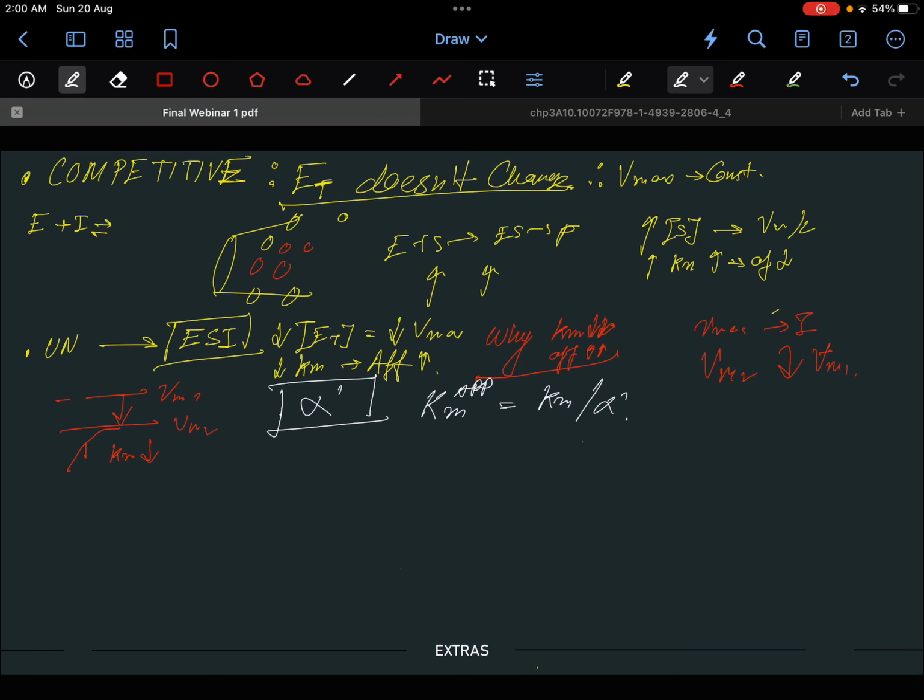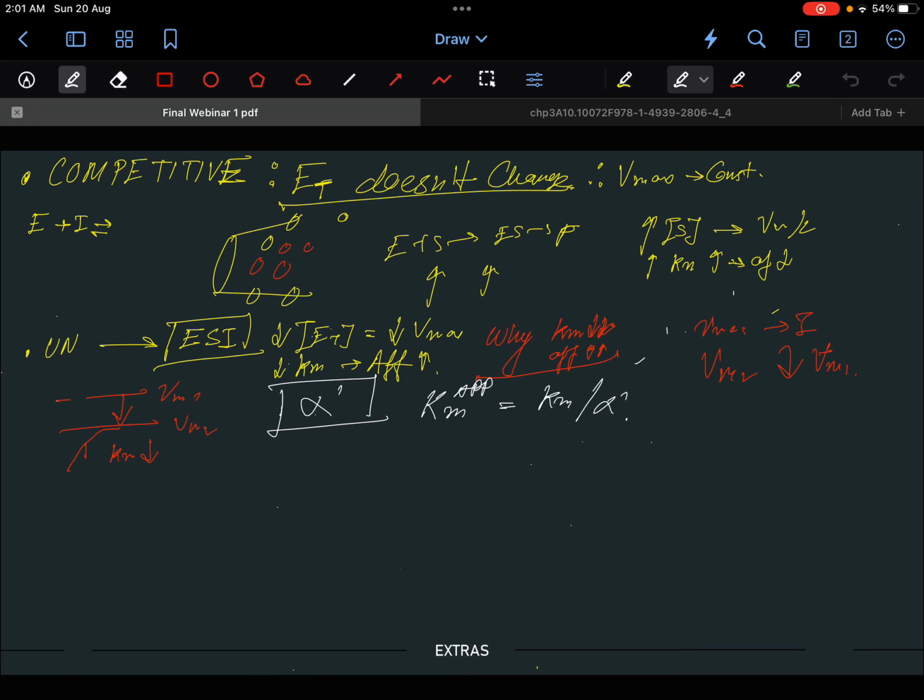Okay, this is the juicy part of enzyme kinetics. Why is Km decreasing and affinity increasing? No, affinity is not increasing. It is apparently increasing because the Vmax is decreasing and the substrate required to reach Vmax by 2 is less. Okay.